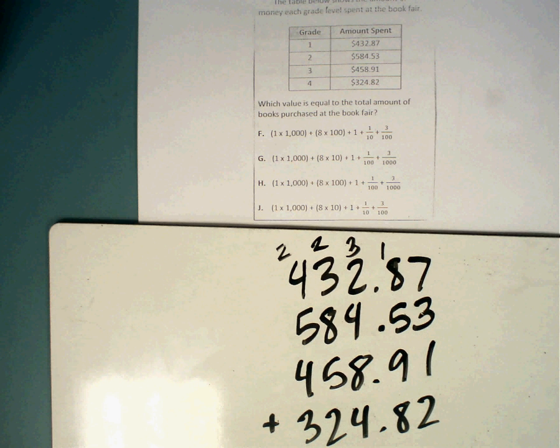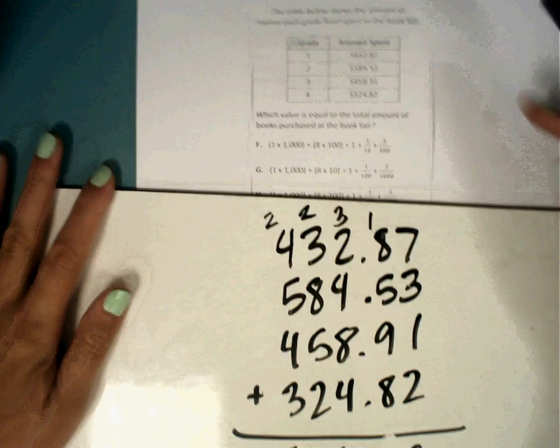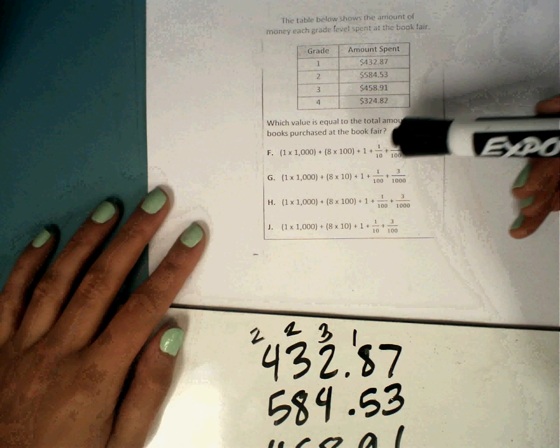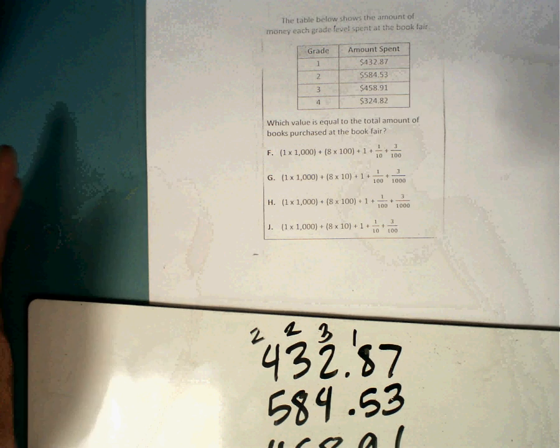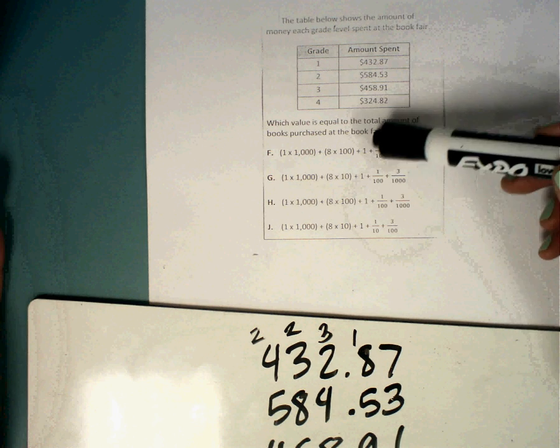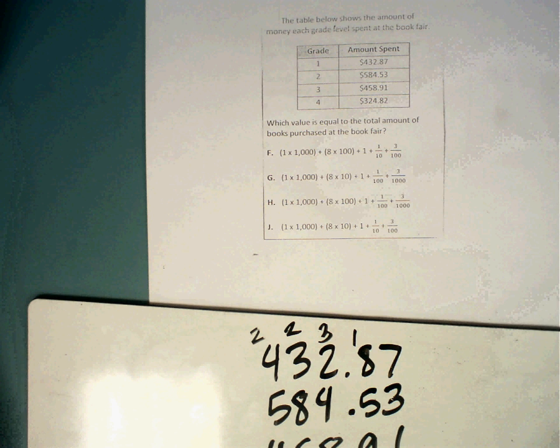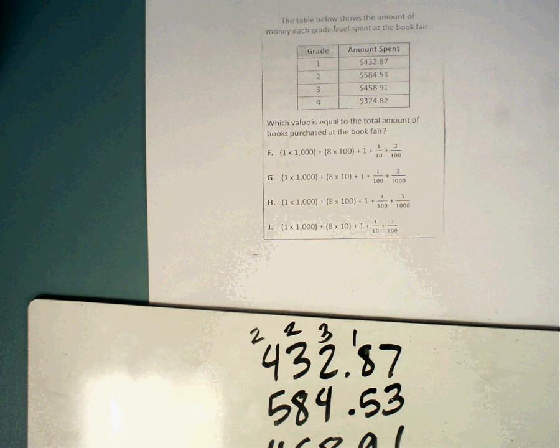I'm going to show you how I just caught that, because I saw that there's a 1 in the tenths place right here. And look, 1/10, 1/10. The only answers that have a tenths place have 1/10, not 3/10. Okay? So, let's write the expanded notation of this.